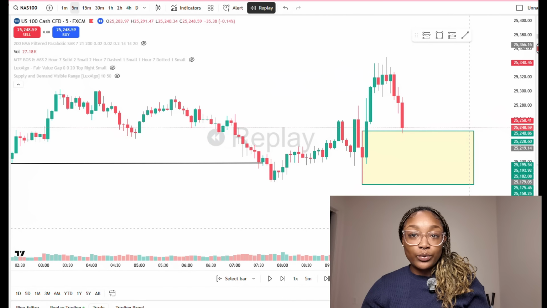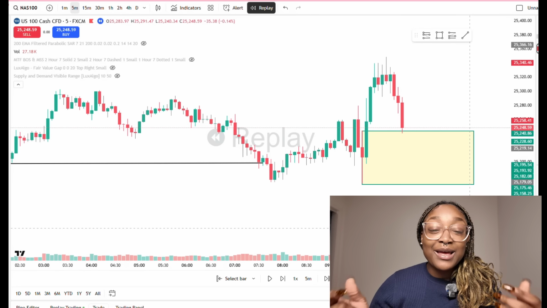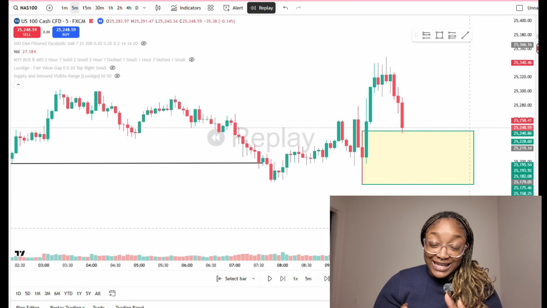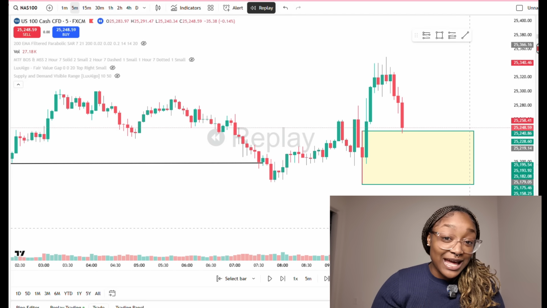Okay, so we got the tap to the zone. A lot of traders, and I was like this myself, as soon as we got that tap, we're like, okay, we're in. But no, you have to wait. And this is where patience really shows itself. You have to wait, you have to be patient. You have to watch how that candle is reacting to that zone.